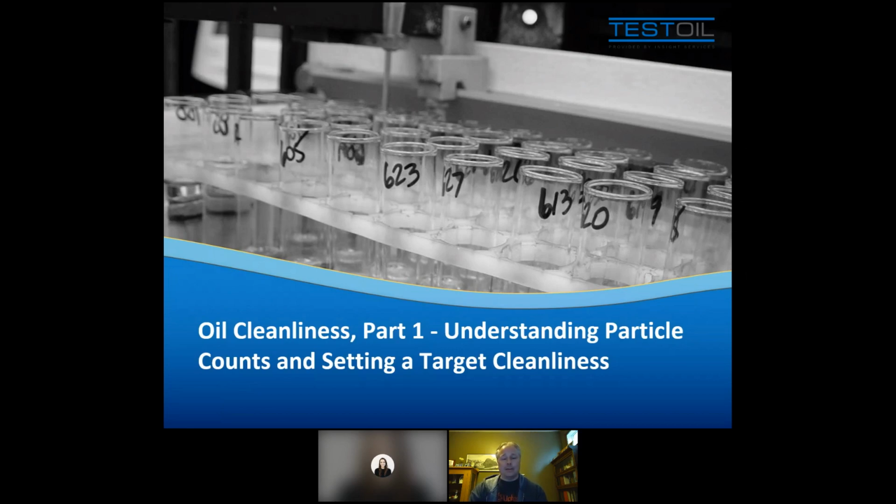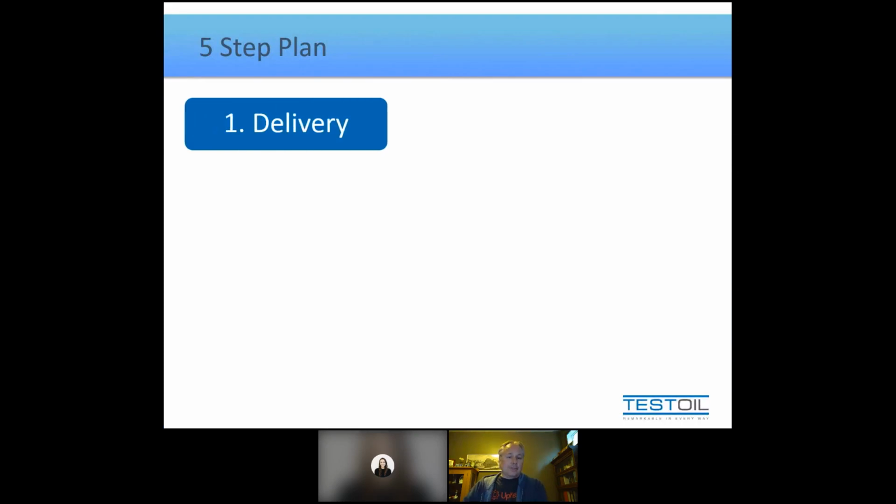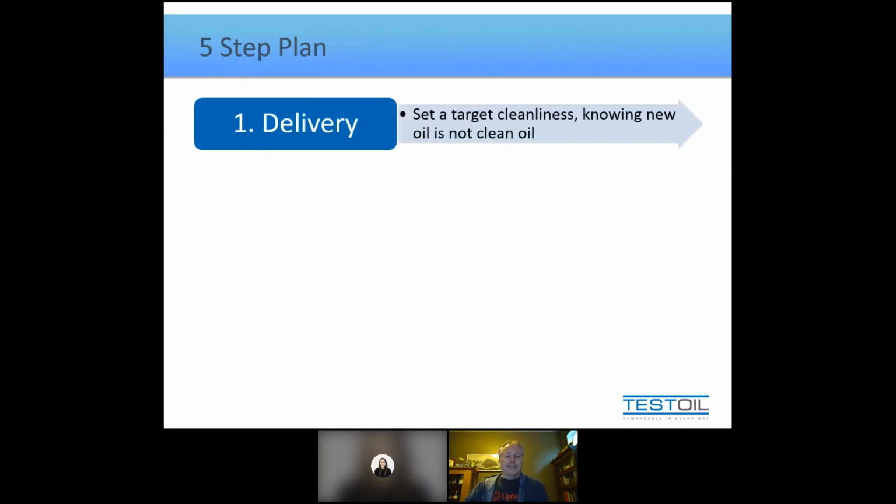Today's topic is a part one. There will be a part two about oil cleanliness. And essentially, if you think about oil cleanliness from purchase all the way through to use, I consider that there's essentially 5 steps that you have to think about. Initial delivery. First thing we must realize, or at least acknowledge, is that new oil is not clean oil. And we should probably set a target cleanliness for how clean we want it to be. And that'll be the topic of today's presentation.